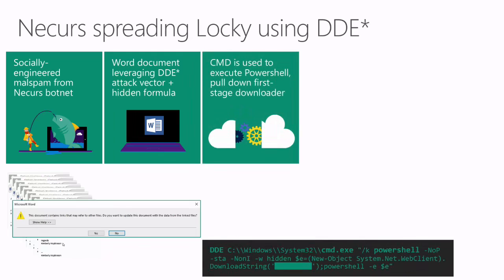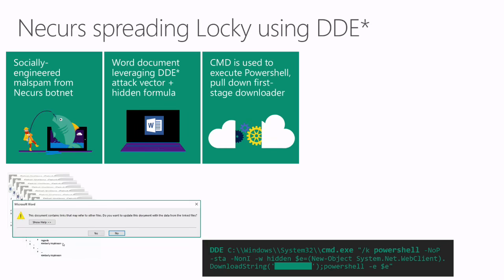Cool. Now, little do you know that there's a hidden formula in this Word document. They actually did a really good job with it. They hid it on the second page of the document. So it's not clear as to what's going on. It just looks like kind of a blank document. And what you see here in the black box is exactly the hidden formula that was in this document. So you can see the DDE call there.